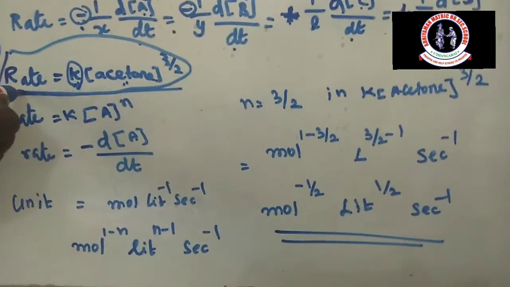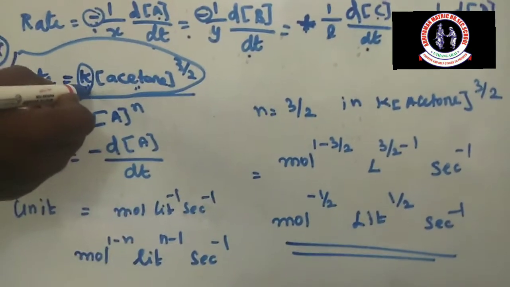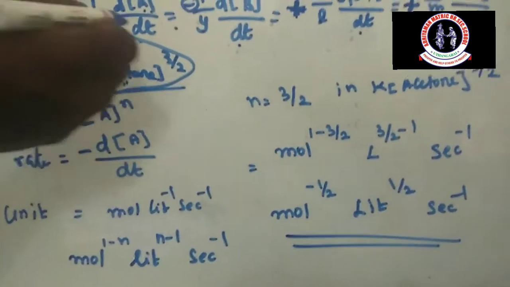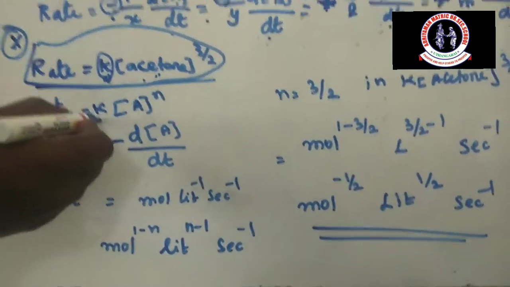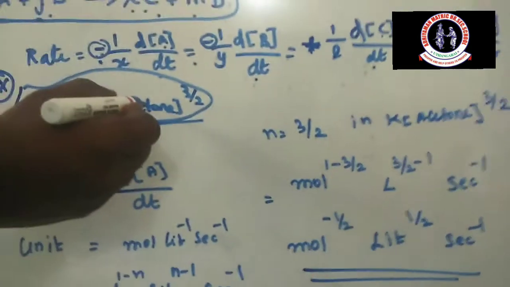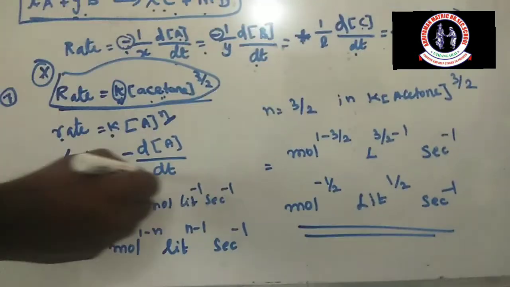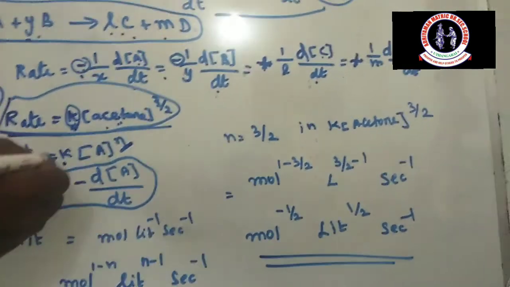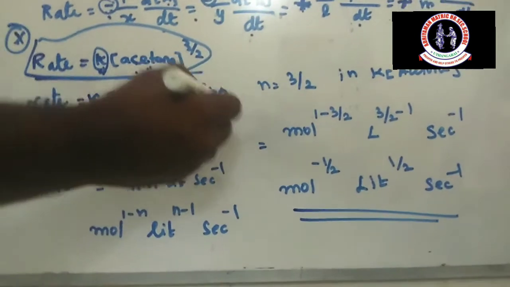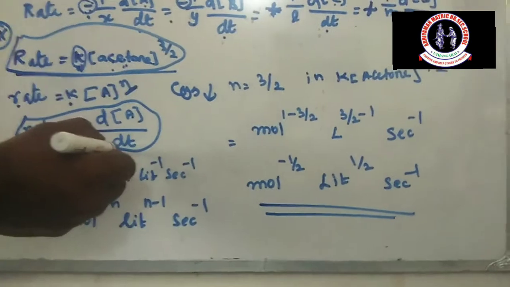Now rate is equal to the rate law. The rate law is the rate constant times the initial concentration of the reactant. So rate is equal to K, where K is the rate constant, times the concentration of reactant A to the power n. The normal rate equation for the reactant has a negative sign, because the concentration of the reactant decreases: minus d of A divided by dt.